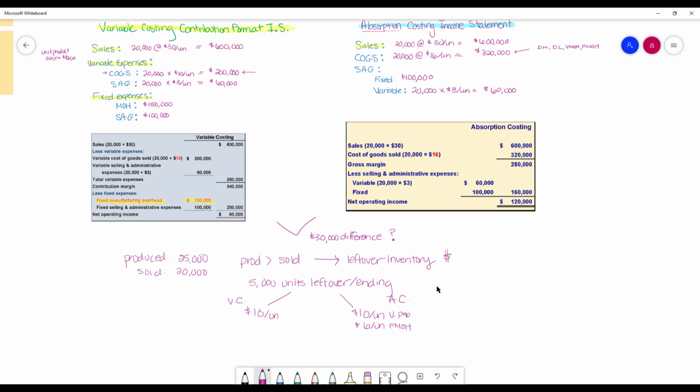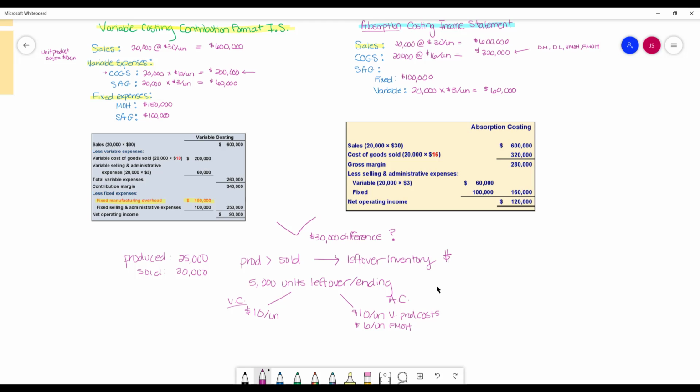So we'll label that variable production costs. I'll say that again. The 5,000 units that we have left over in inventory at the end of this year, because we produced 25,000 but only sold 20,000: under variable costing, each of those 5,000 units only has $10 per unit attached to it for direct materials, direct labor, and variable overhead. But under absorption costing, not only do you have that $10 attached to each of them, but you also have $6 of fixed manufacturing overhead from this period attached to them.